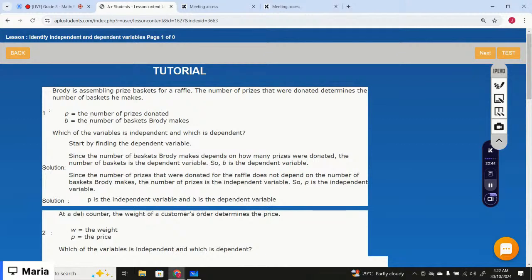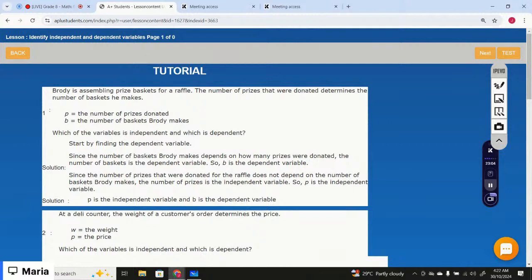Brody is assembling prize baskets for a raffle. The number of prizes that were donated determines the number of baskets he makes. P equals the number of prizes donated and B equals the number of baskets Brody makes. Which of the variables is independent and which is dependent?